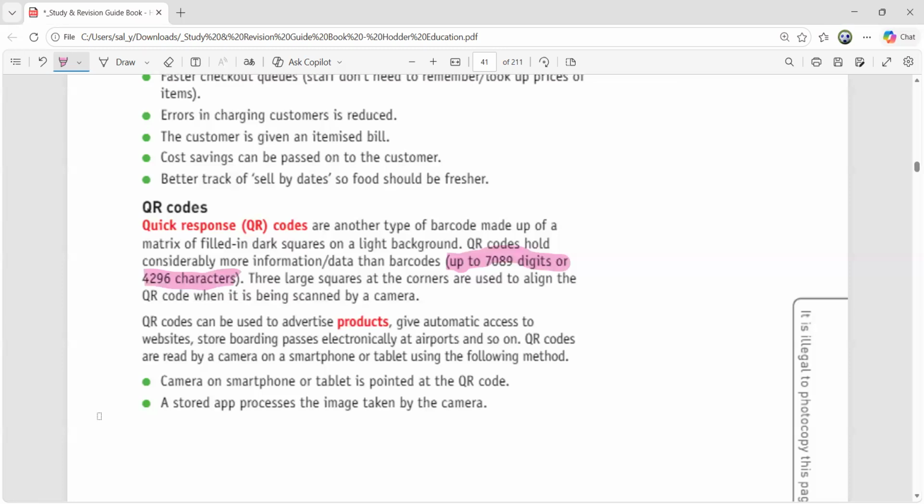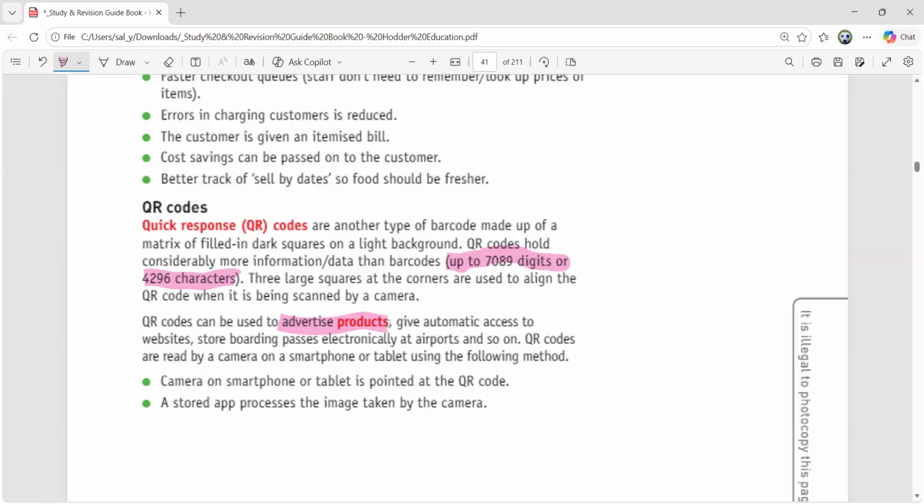And then what you need to know is QR codes are used to advertise the products. Barcodes are needed for automatic stock control, and QR codes are needed for the advertisements. And they are giving access to the websites. They are there to help in the boarding passes electronically at the airports and other uses also.